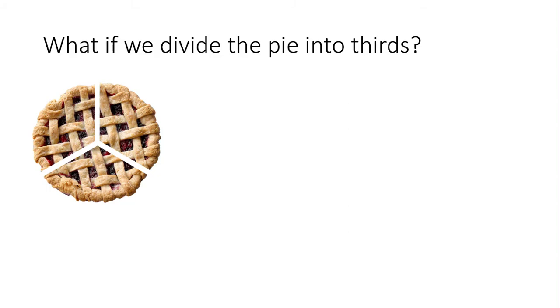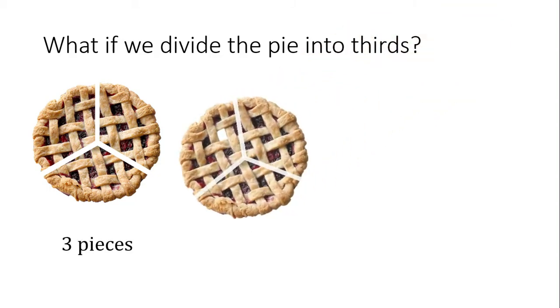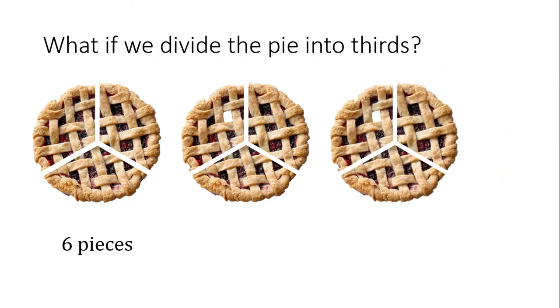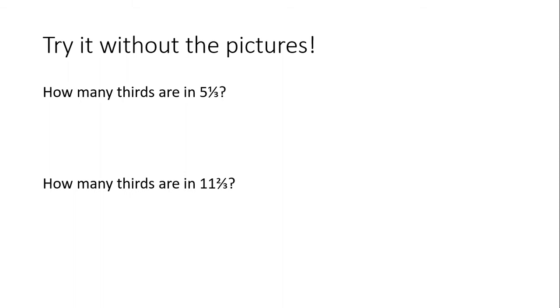What if we're dealing with thirds? Well, I think you're starting to see a pattern now. A whole pie divided into thirds has 3 pieces. What if we have 2 pies? Well, then it's going to be 6 pieces. What if we have 3 pies? Then it's going to be 9 pieces. What are we doing? We're counting by 3s, which means we're multiplying by 3s. So when we're figuring out how many thirds are in a pie, we need to multiply the whole pies by 3. Let's give it a try. I want you to try it without pictures. Press pause to try and figure out the answers, then press play to check your work.